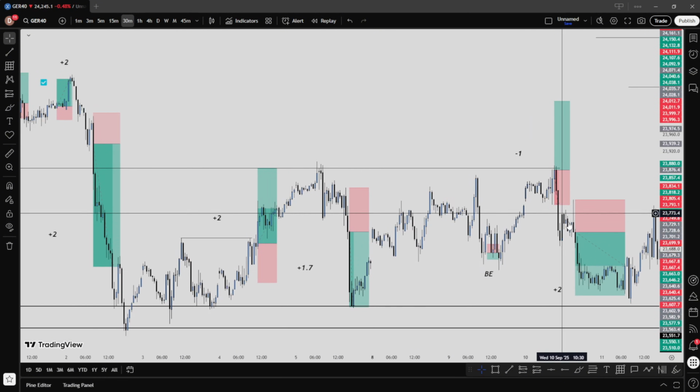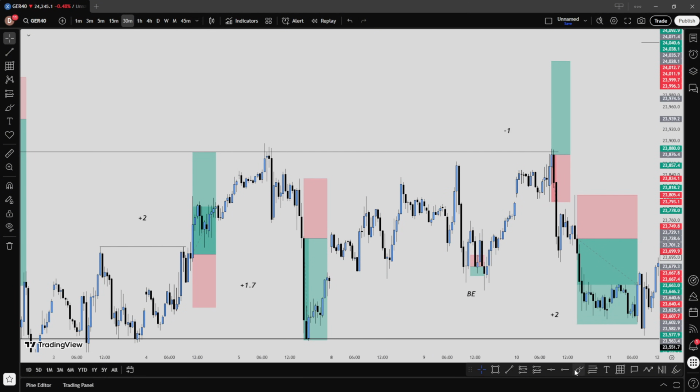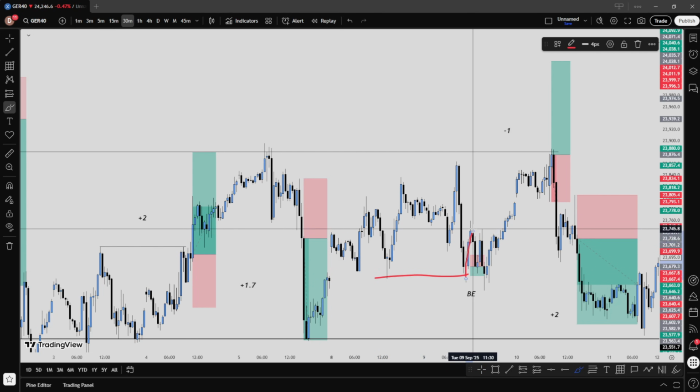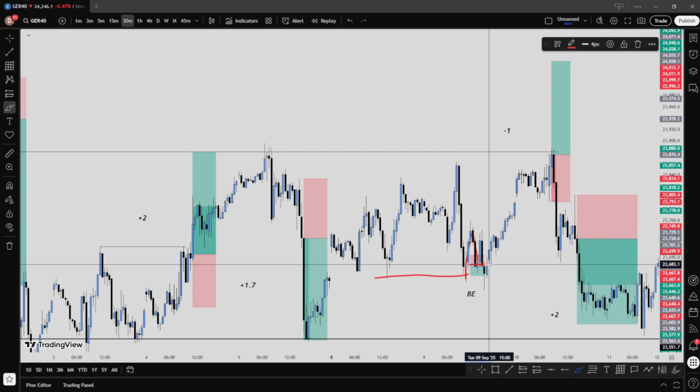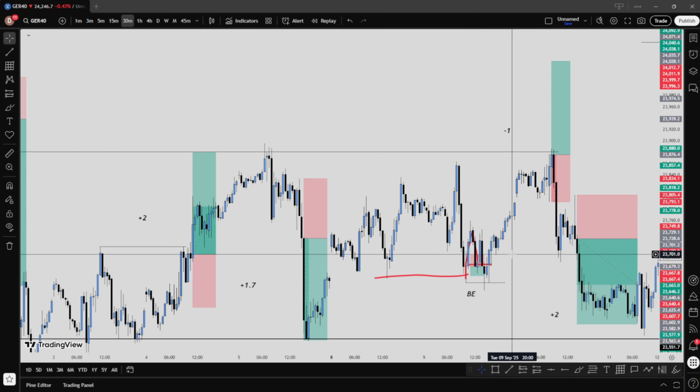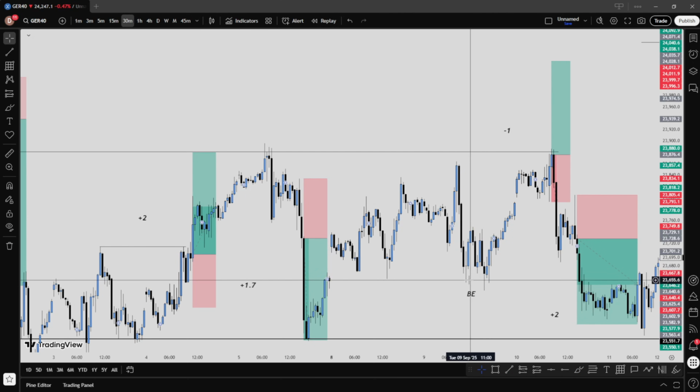Then we had this trade. Okay, so we swept this low, then we had this pullback. Once the price went lower again, we entered, and this trade was break even. So after we swept this low, we can put the stop loss to break even. As you can see, the price went higher, so this trade was break even.